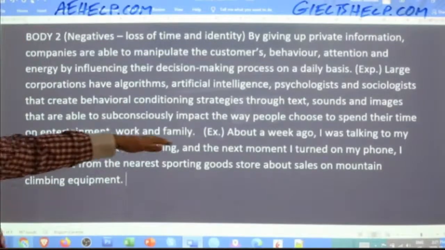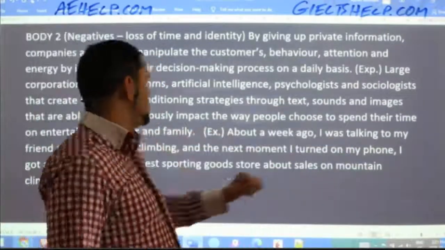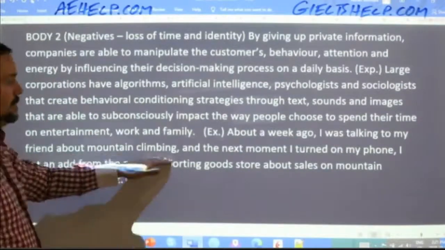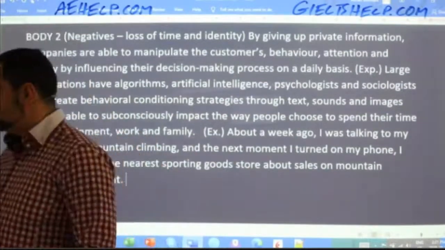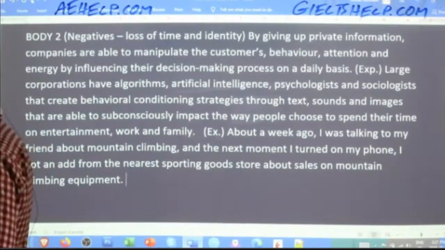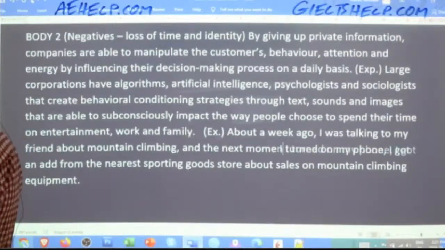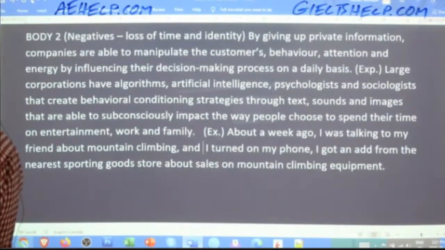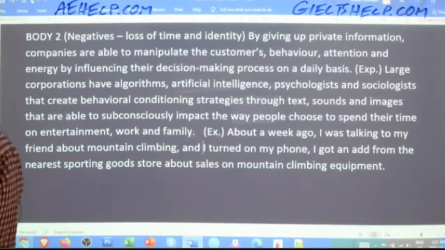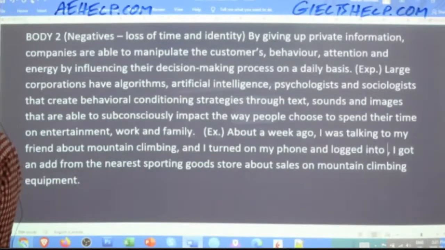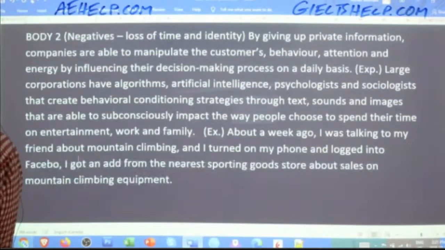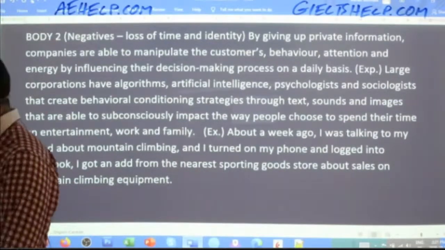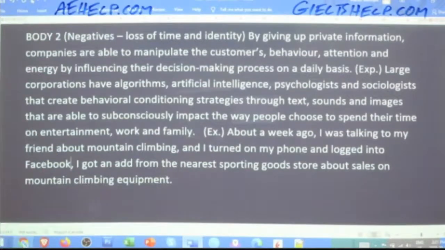So I used this example about a week ago. I was talking to my friend about mountain climbing, and the next time I turned on and logged into Facebook, I got an ad from the nearest sporting goods store about sales on mountain climbing equipment.